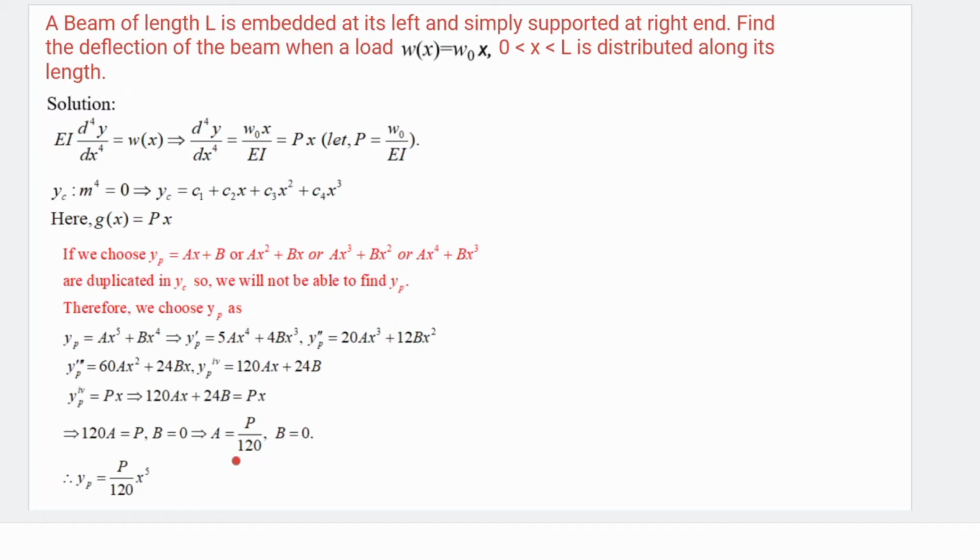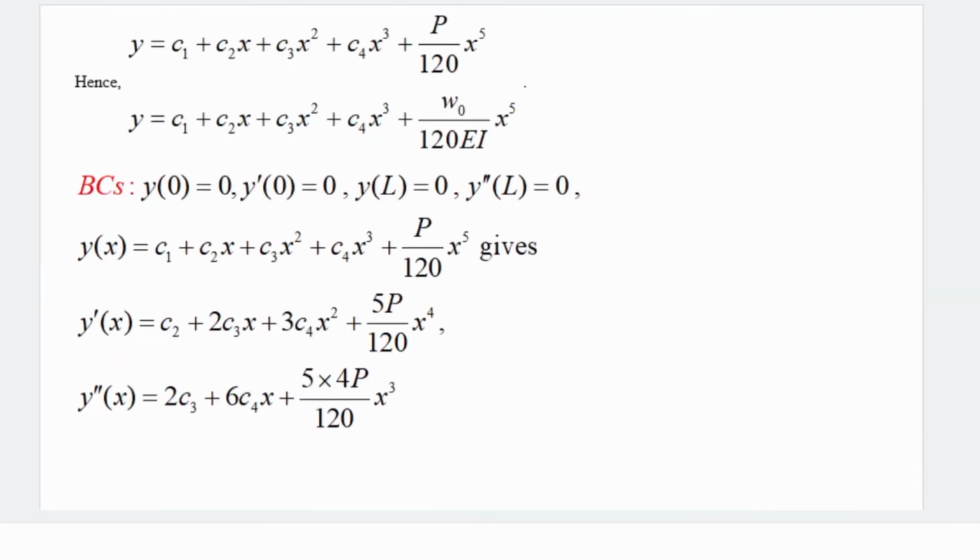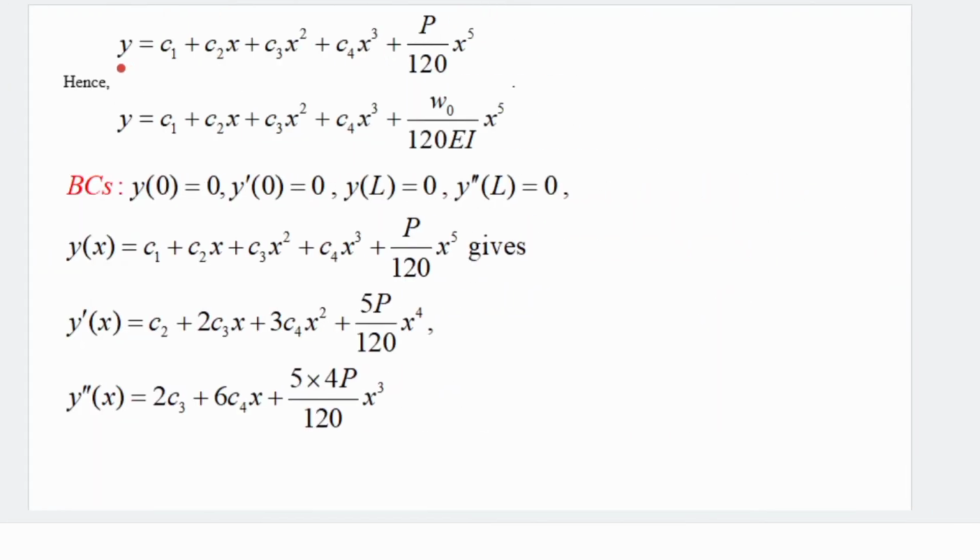That means we already get our particular solution as P by 120 x to the power 5, because our A is P by 120 and B is 0. Now we can write the general solution as YC plus YP, that means C1 plus C2x plus C3x squared plus C4x cubed plus P by 120 x to the power 5.